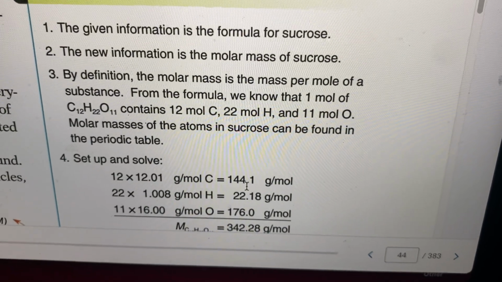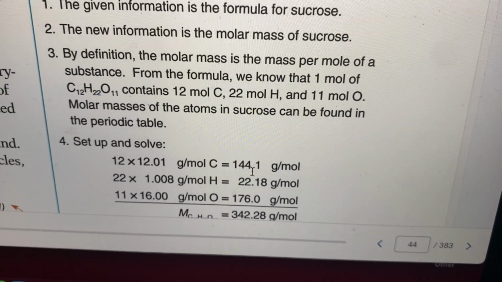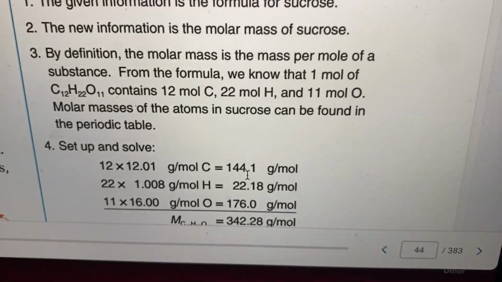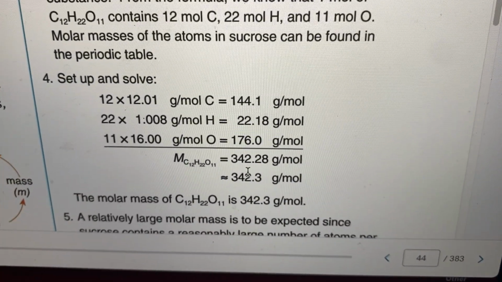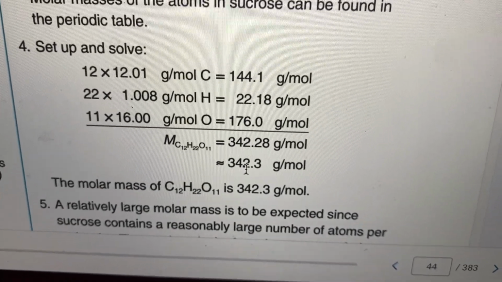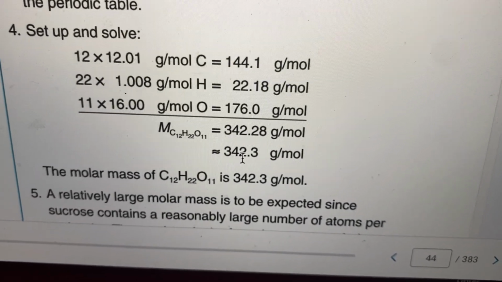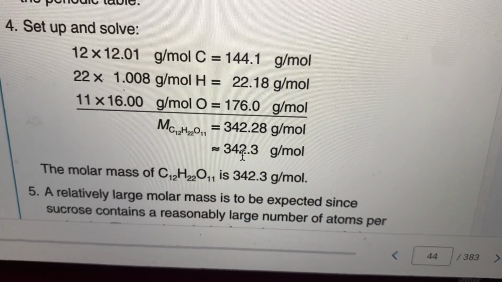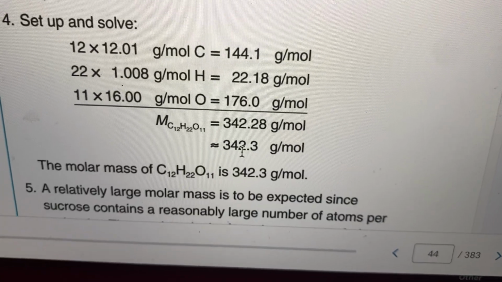So now we have to multiply that all out. Molar masses of atoms can be found in the periodic table. So we look in the periodic table. First, we have 12 carbons. We know carbon is 12.01, and so we multiply 12 times 12.01, and we get 144.1.